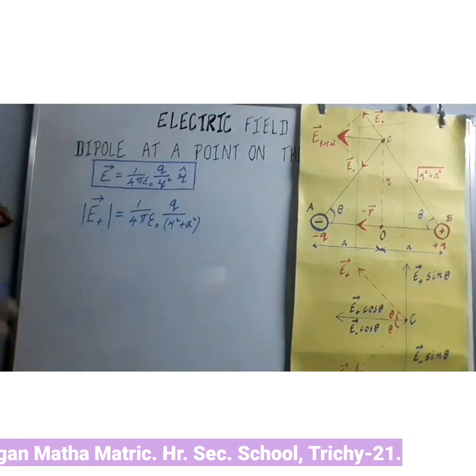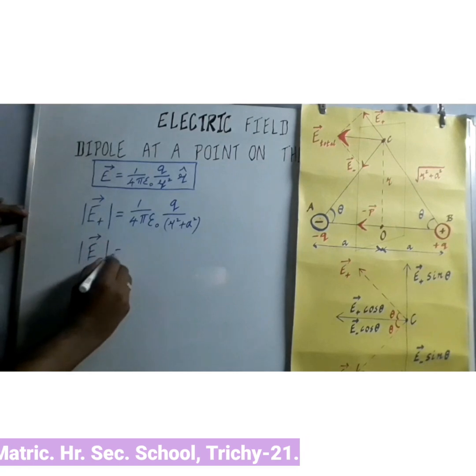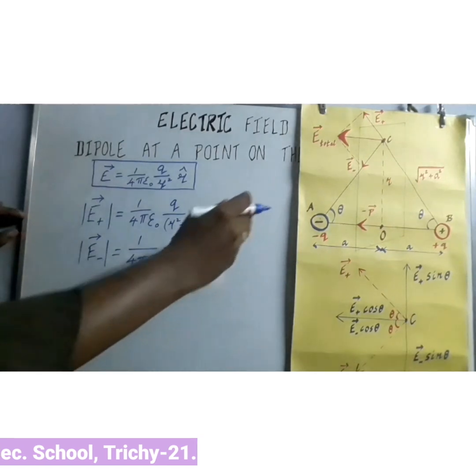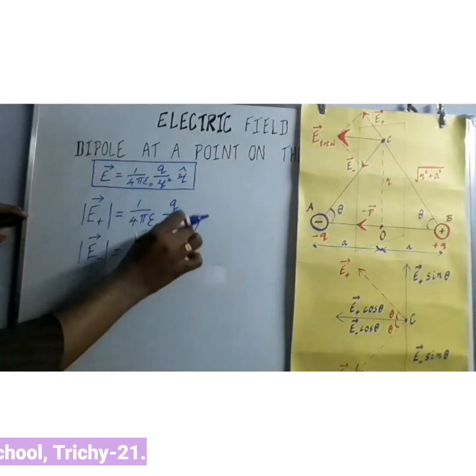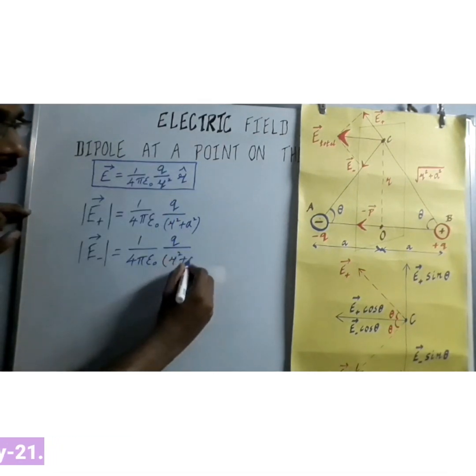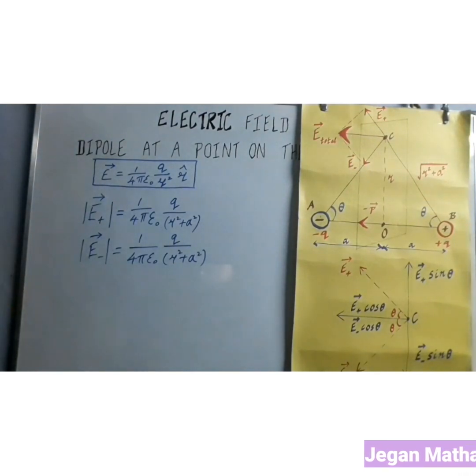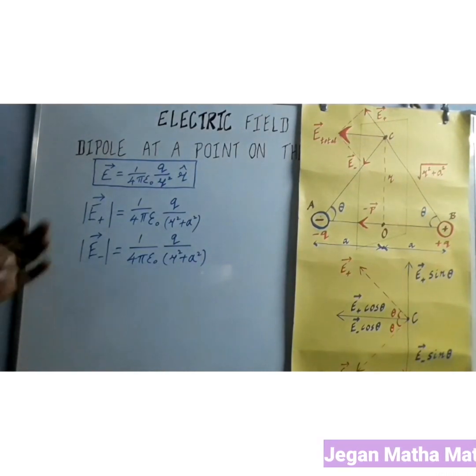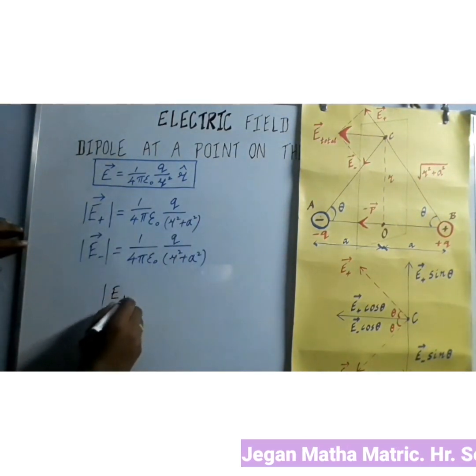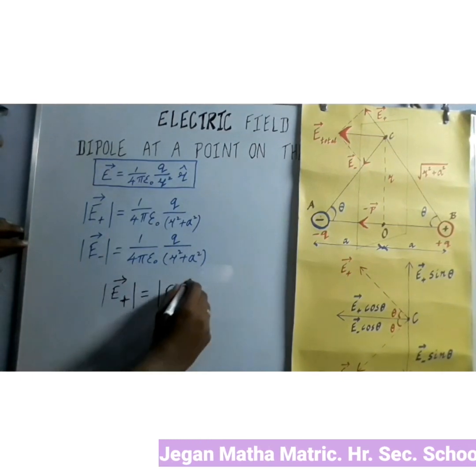Likewise, the electric field due to negative charge will be magnitude of the electric field given by the negative charge, that is equal to same thing 1 by 4 pi epsilon naught q by what's the distance between the negative charge and point C, that is also same thing root of r square plus a square. For that you have to take a square, so r square plus a square. By comparing these two expressions, we can conclude electric field which is given by the positive charge will be equal to negative charge in magnitude. So magnitude of the electric field given by the positive charge is equal to magnitude of electric field which is given by the negative charge.